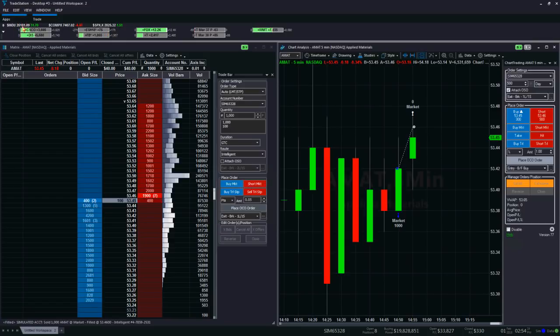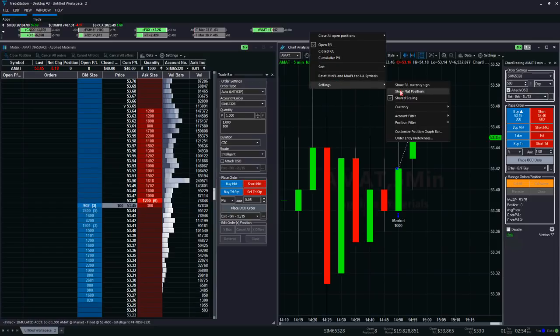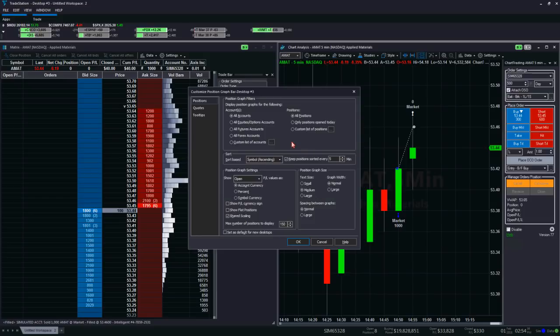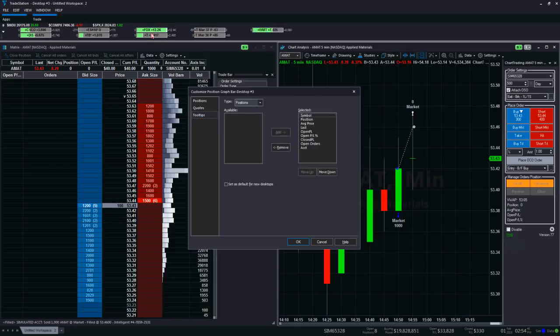If you like to edit the information that is displayed, I recommend you right-click anywhere inside the gray space and go to Settings. You have some check boxes that you can check here, or you can go to the Customize Position Graph Bar option, and you can change the way that your positions are displayed, the quotes that are at the top of the position graph bar, these are the symbols that show up here, or the way that the tooltips show. The tooltips is the information that is displayed whenever you hover over one of these graphs.